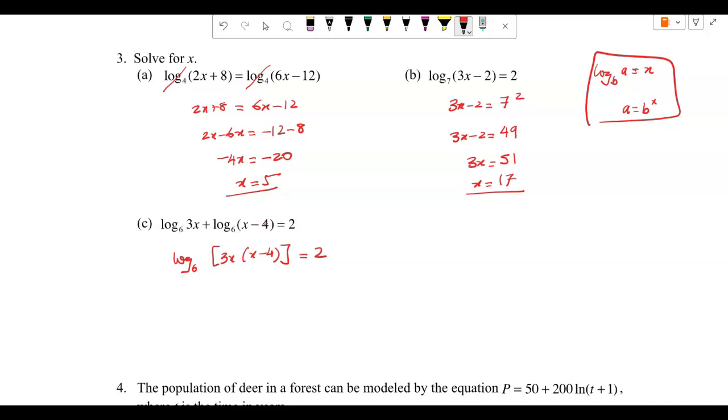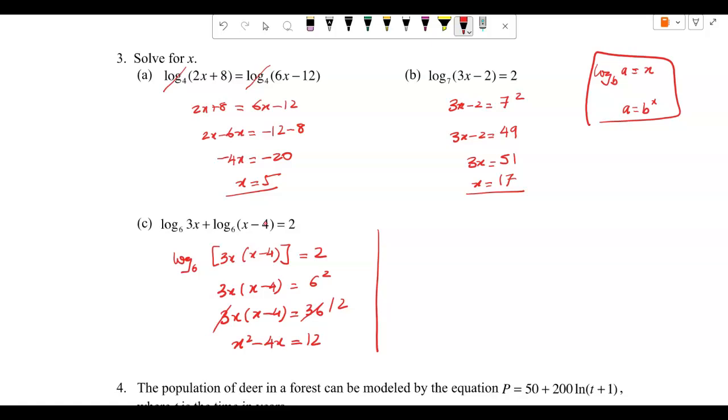Now convert this into index form. So 6 to the power of 2. So 3x times (x minus 4) is equal to 36. Dividing by 3, x squared minus 4x is equal to 12.